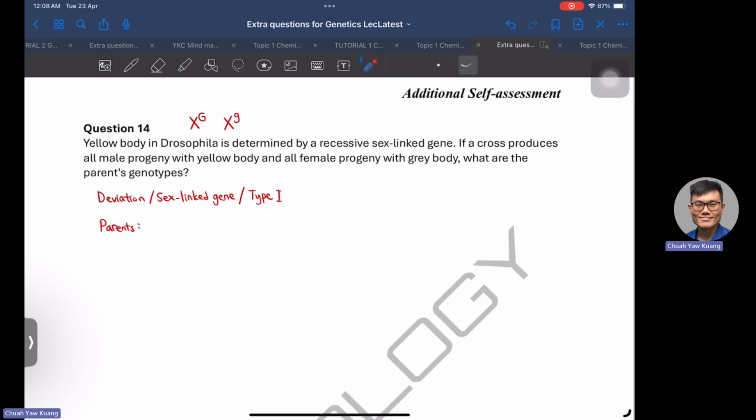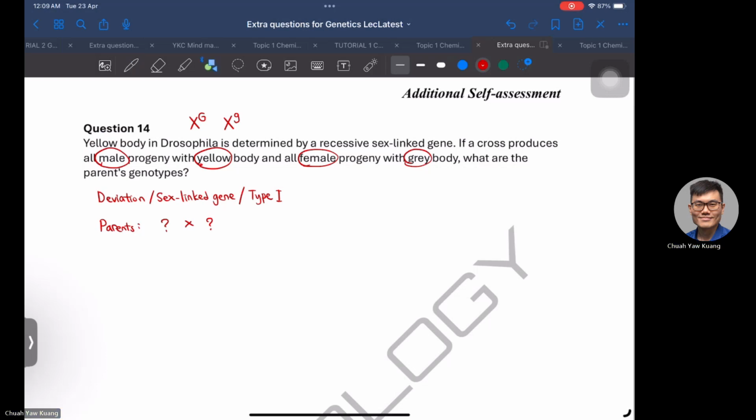This question tells us that a cross produces all male progeny with yellow body and female progeny with gray body. So all the males are yellow, while all the females are gray. But they don't tell us the parent genotype. In fact, the question is asking for the genotype of the parents, so we don't know it. Next, we have to find the gamete.